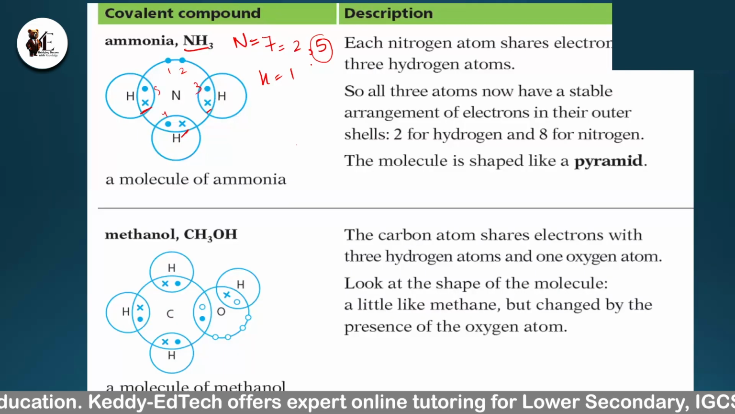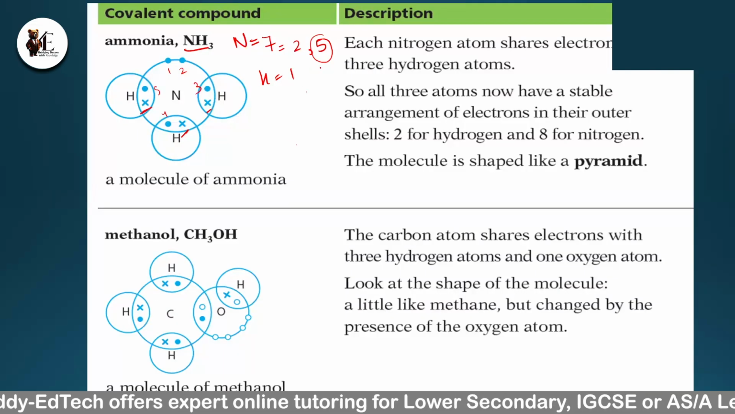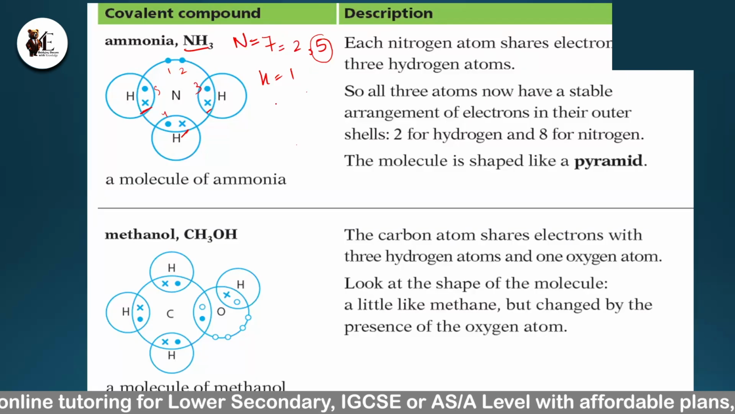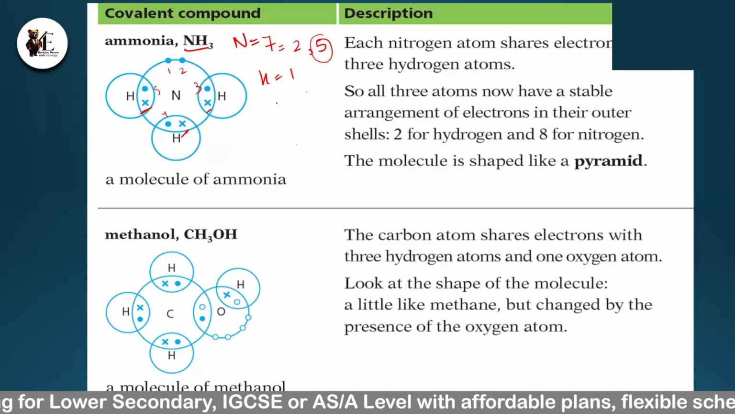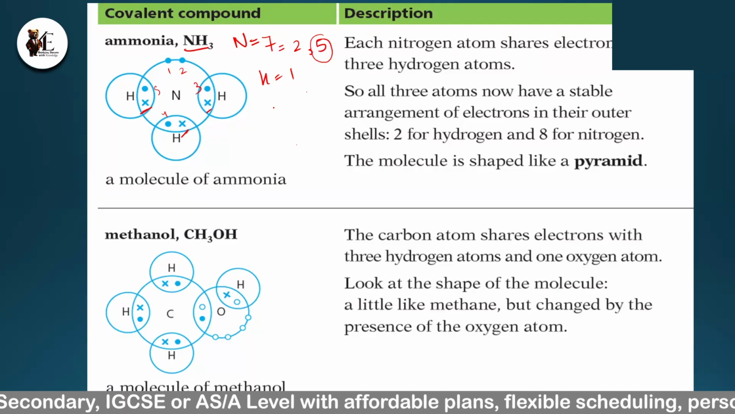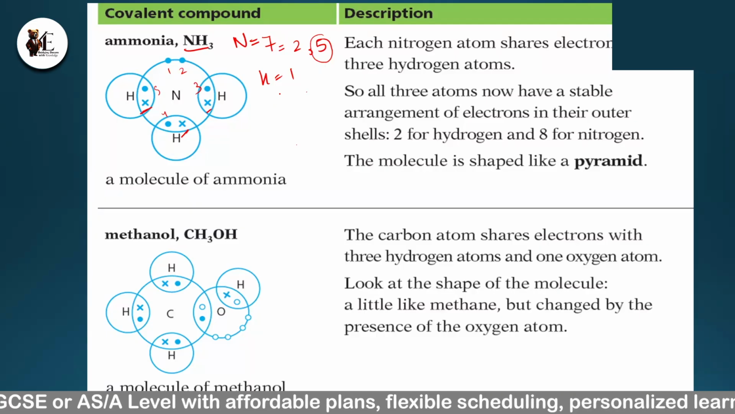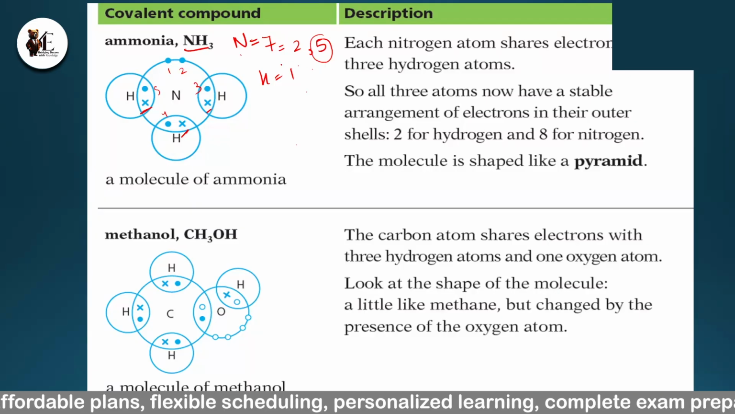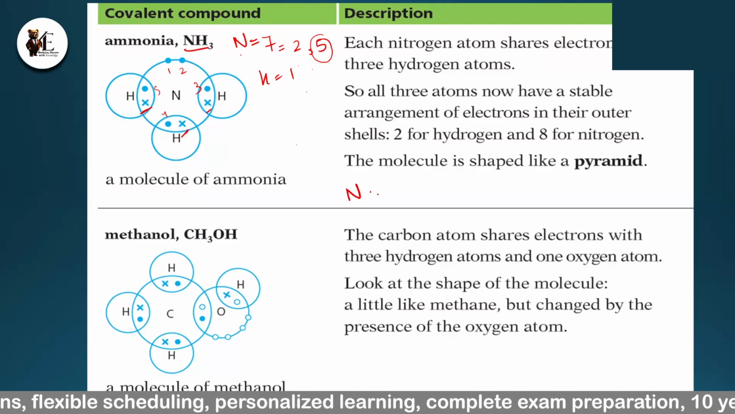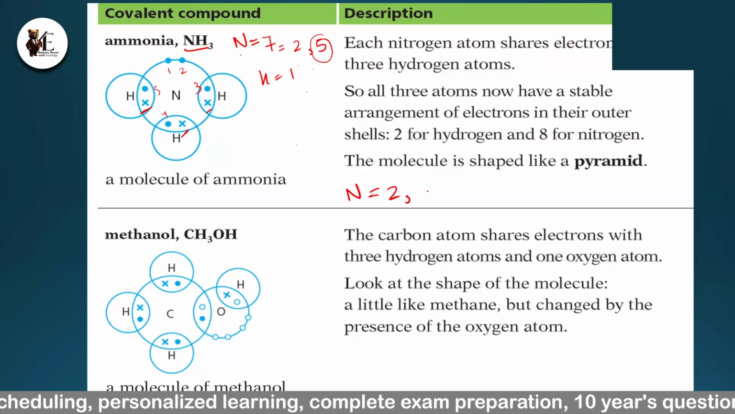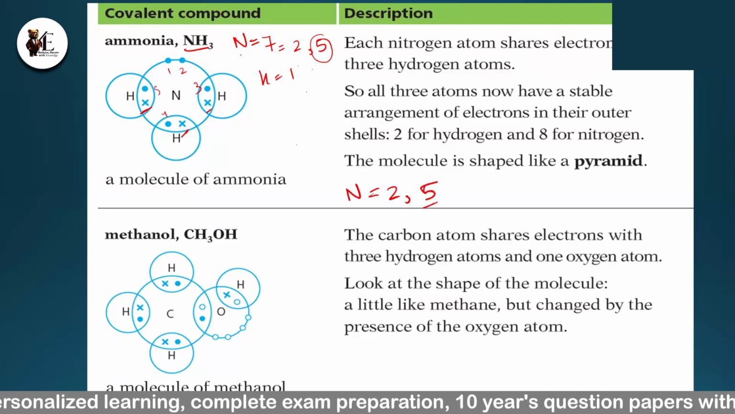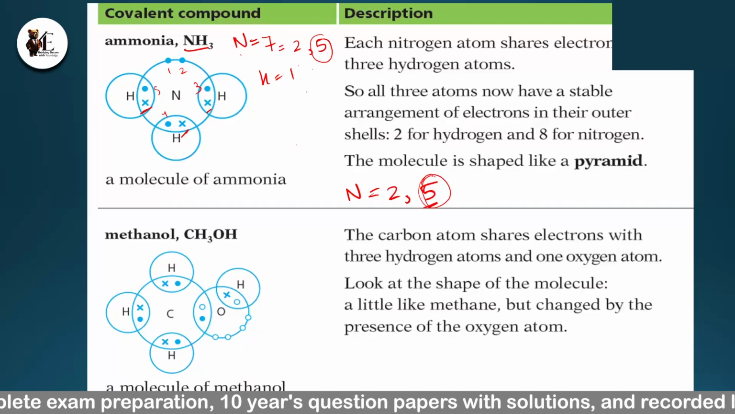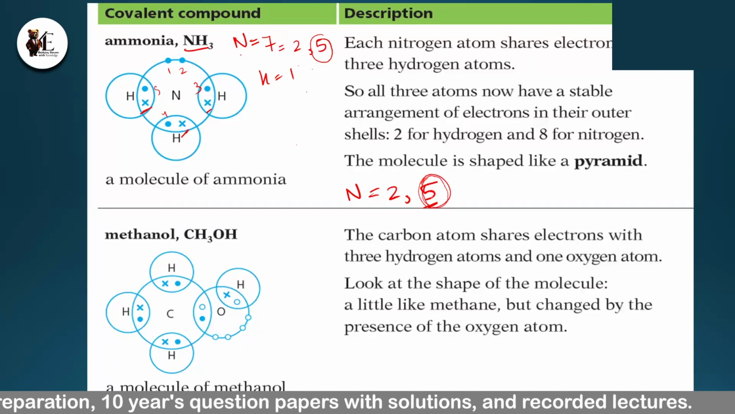Sorry? I'm asking, nitrogen needs how many more electrons to complete its octet? Sorry, ma'am, I'm not getting you. I'm saying that here the electronic configuration of nitrogen is 2, 5. Yes. So how many more electrons does nitrogen need to complete its octet, to complete the stability, to have 8 electrons in the outer shell?